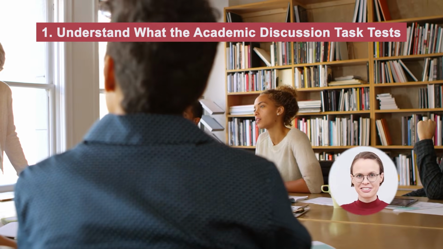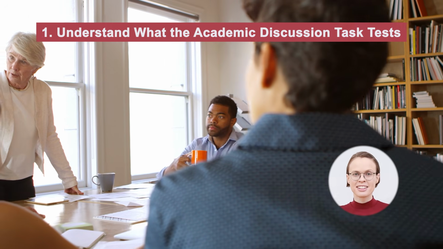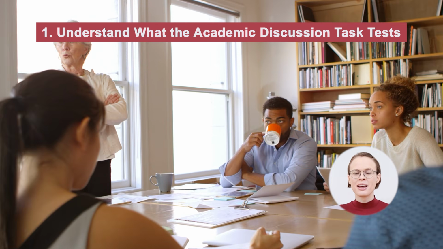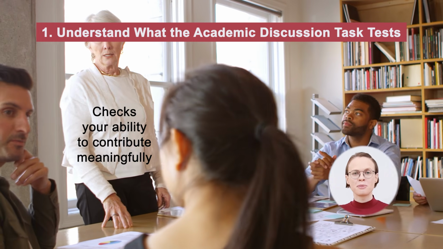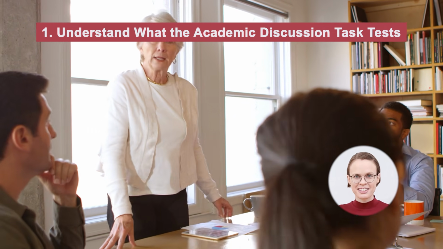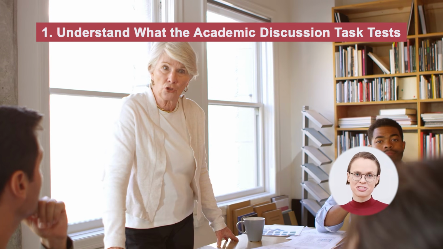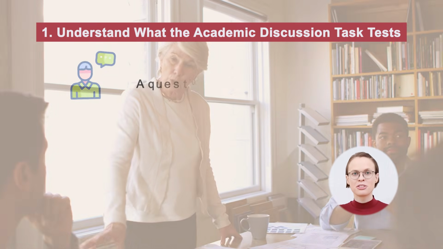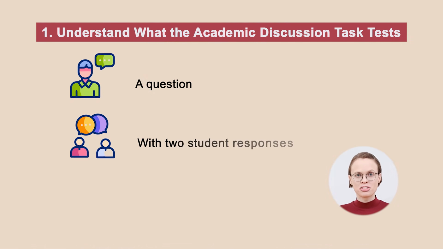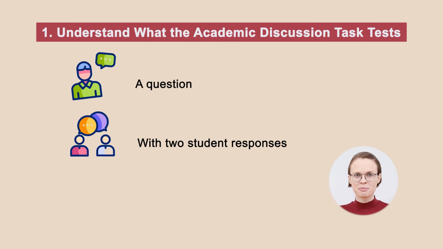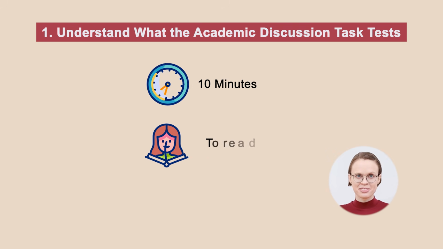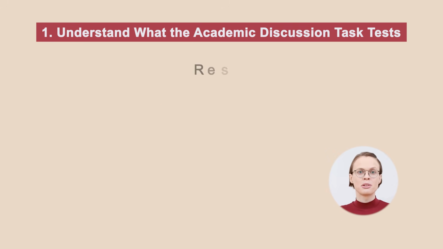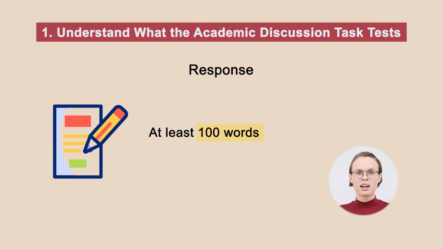Tip number 1 is to understand exactly what the academic discussion task tests. This task checks your ability to contribute meaningfully to an online academic discussion with a professor and other students. You'll see a question from a professor along with 2 student responses that are already posted. Then you need to add your own response to the discussion. You have 10 minutes to read everything and write your contribution. Your response should be at least 100 words.